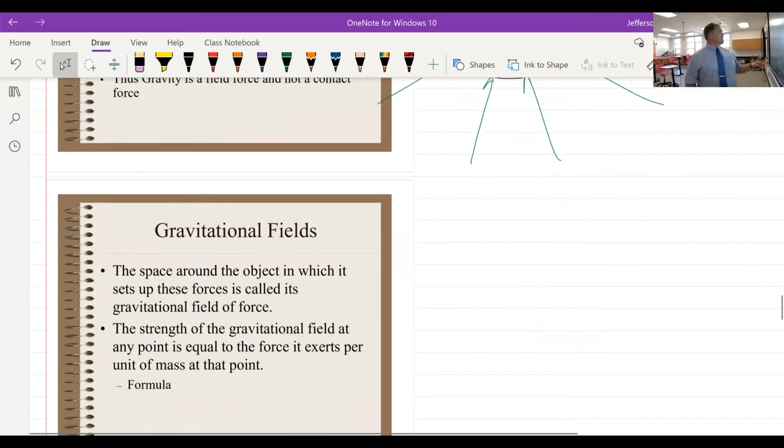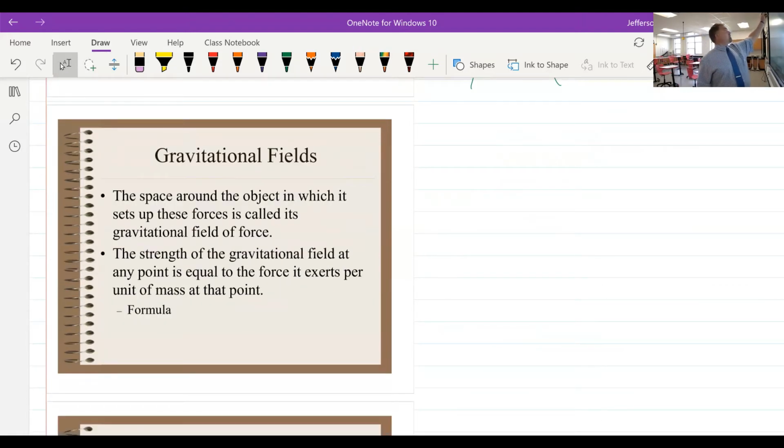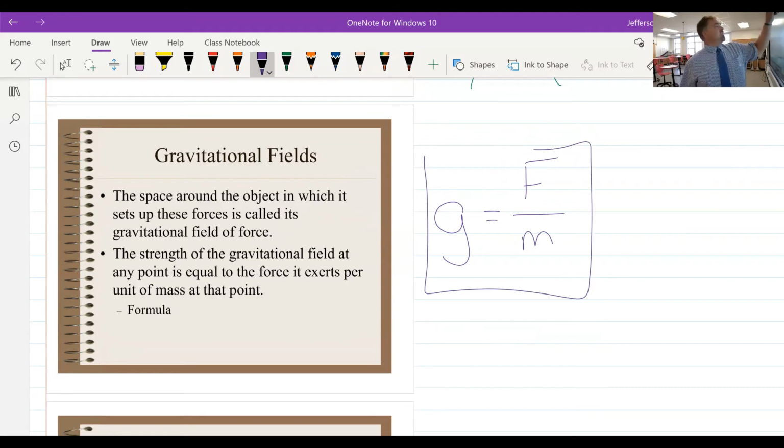Yep. And so we can now find that gravitational field. This is a different way of describing it. The gravitational field is defined as being the force per unit mass, which is how we found our acceleration due to gravity to begin with. And so this g, although it does have the exact same symbol as our acceleration due to gravity, this is known as our gravitational field strength.